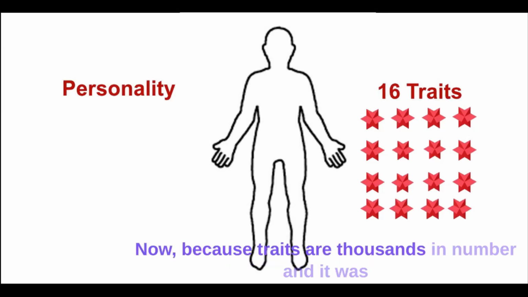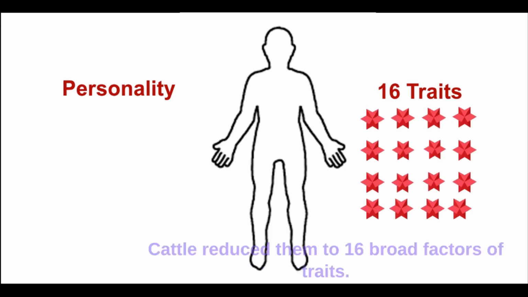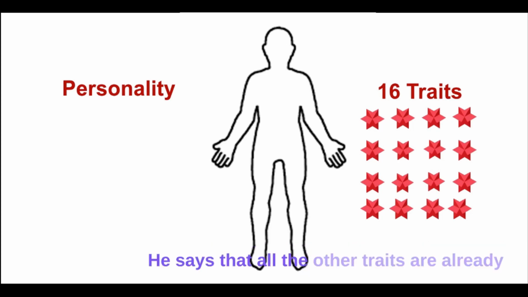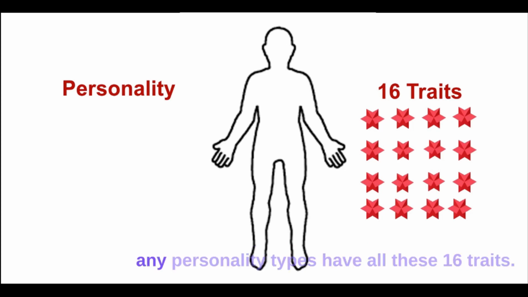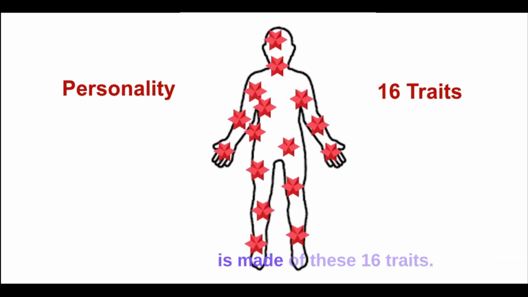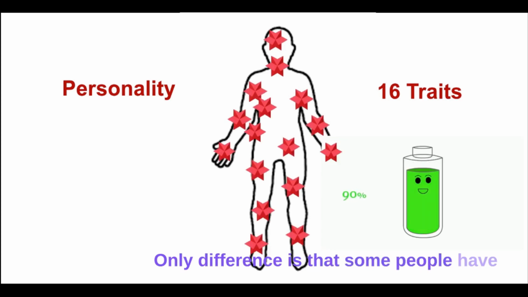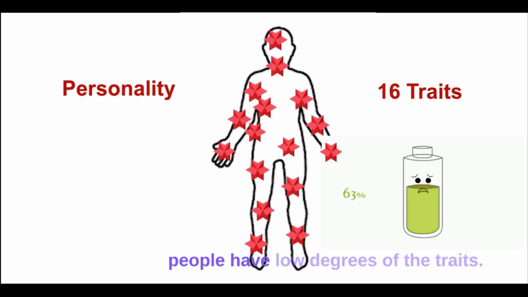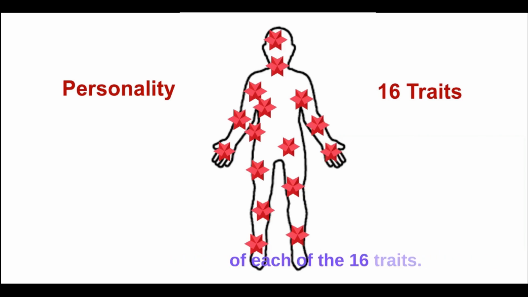Now, because traits are thousands in number and it was very hard to make assessment of these many traits, Raymond Cattell reduced them to 16 broad factors of traits. He says that all the other traits are already inclusive in these 16 traits, and that all and any personality types have all these 16 traits. In other words, the personality of anyone is made of these 16 traits. Only difference is that some people have high degrees of the traits and some people have low degrees of the traits. Let me give a simple explanation of each of the 16 traits.